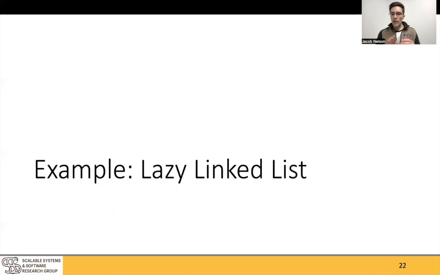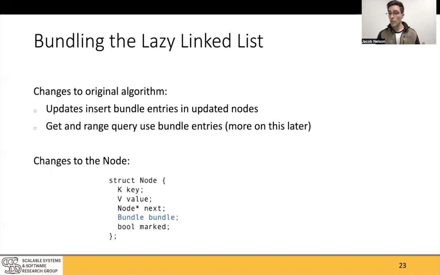Okay, so we have a general intuition of how bundling works. We're maintaining version pointers. We're using a global timestamp to label them. But I really want to dig into the details of our lazy linked list to give an idea of what it takes to actually apply this technique to a data structure. First, I want to point out the changes that we have to make. We have to make changes to the update operations and the get and range query operations. Well, we introduced the range query operations.